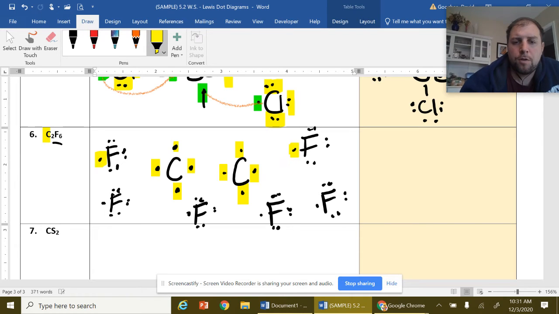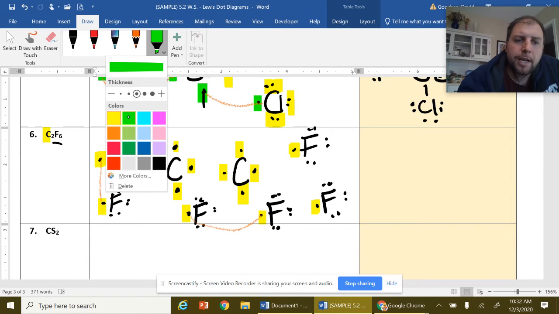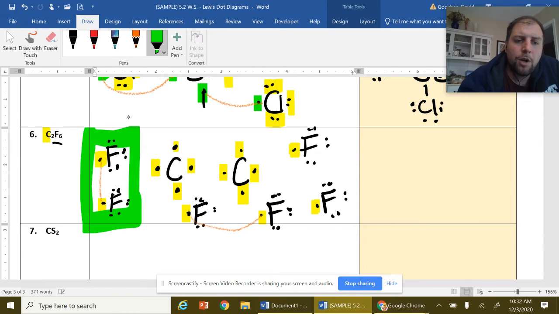Each of these guys can form a single bond. Now, you might be tempted to think, oh, I can just connect these fluorines and I can connect these fluorines. Well, once you connect these 2 fluorines, they can't connect to anything else. They become their own unit, and this is a problem because they all have to connect together when you're done.